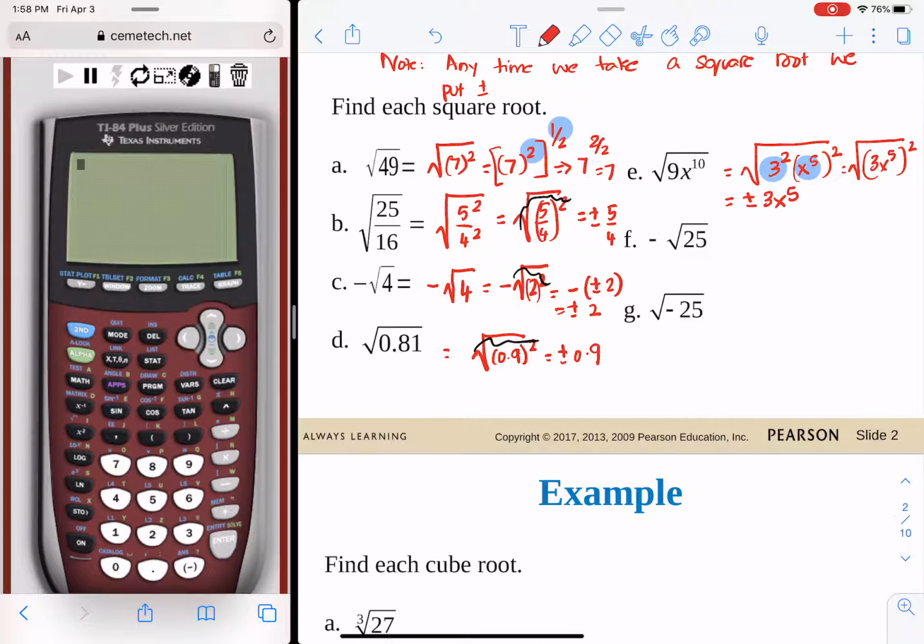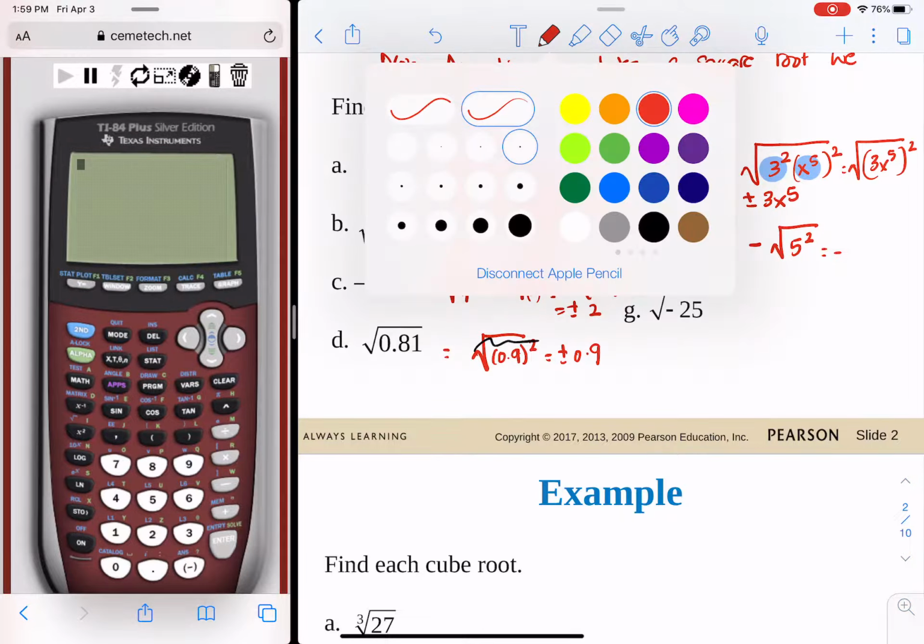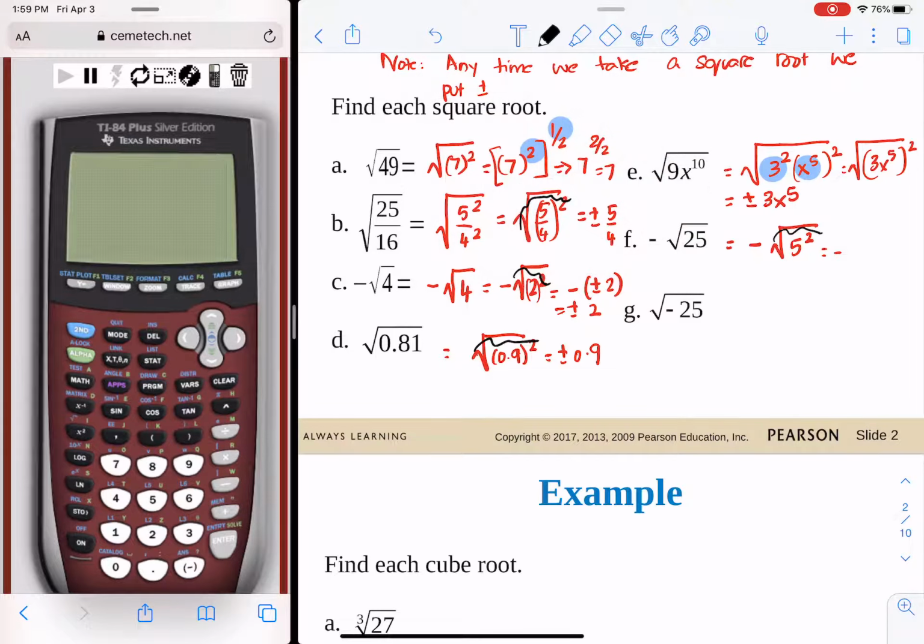Next example, we simply have negative square root of 25. The negative is in front of the root, so we leave it as is. We know 25 is a perfect square, so it would be 5 squared, and the root and the square sort of go away, leaving us with negative of plus or minus 5, but negative of plus or minus 5 is simply plus or minus 5.